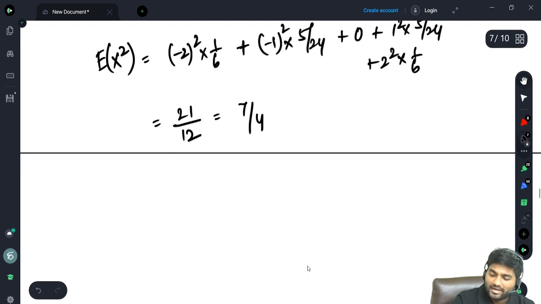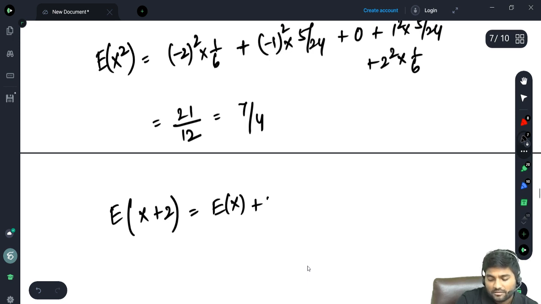Now can we calculate expectation of x plus 2? So this will be expectation of x plus 2, which is 0 plus 2, which is 2.